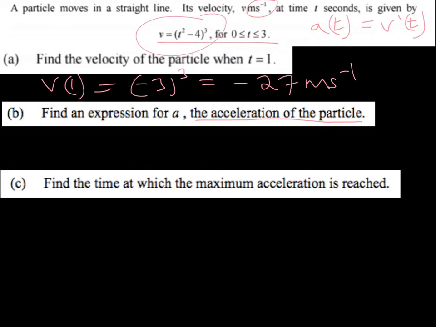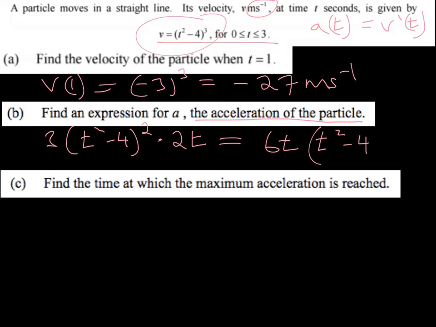So we're going to start off by differentiating the outside of the brackets. So this would be 3 times (t squared minus 4) to the power 2, and then we're going to multiply that by the derivative of what's inside the brackets, which is going to be 2t, and we will end up there with 6t multiplied by (t squared minus 4) to the power 2.